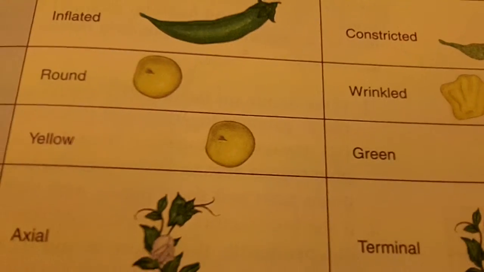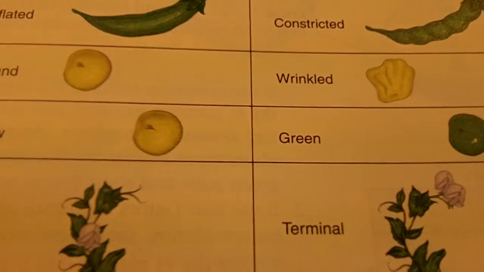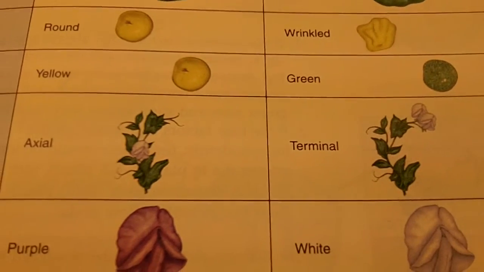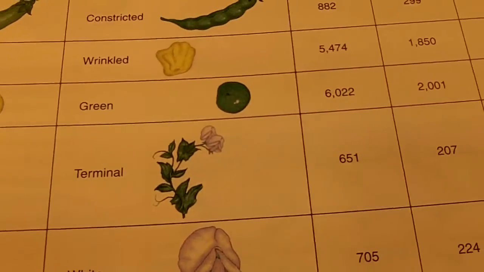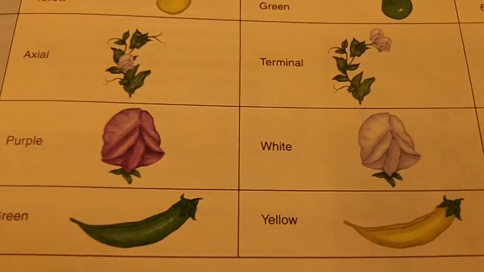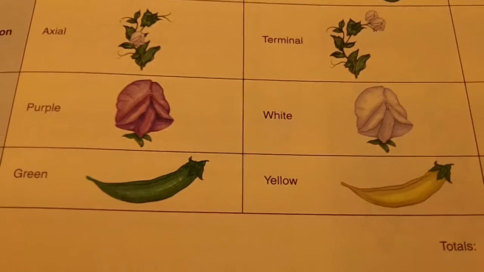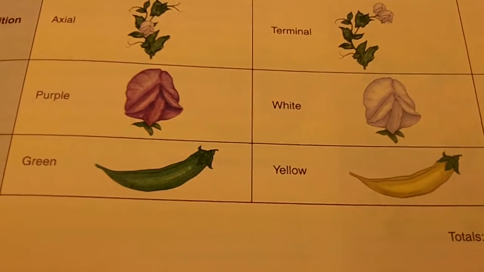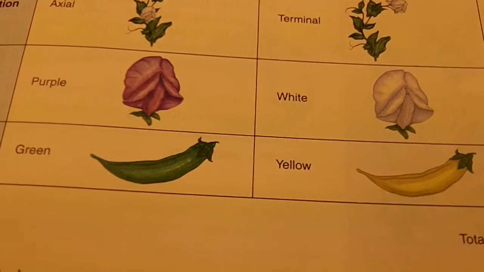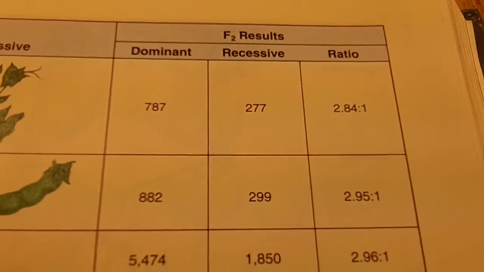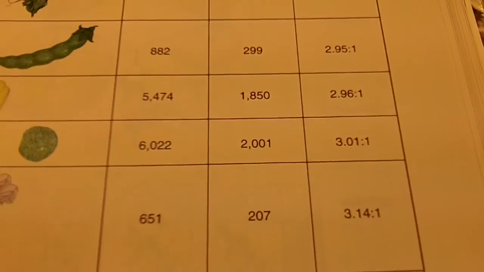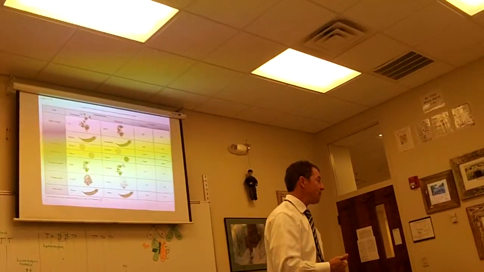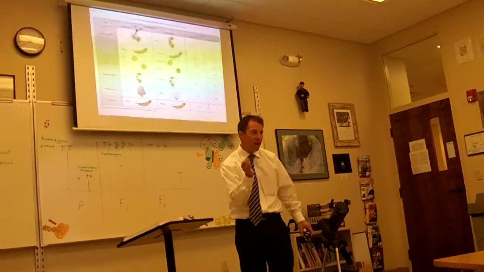He found that yellow were dominant over green, 6,000 to 2,000. He found that axial flowers were dominant over terminal flowers, 651 to 207. He found that purple were dominant over white, 705 to 224, purple flowers. And he found green pods were dominant over yellow pods. All of them in about a 3-to-1 ratio. It's not going to end up exactly 3-to-1 because there's randomness in it. Like tossing coins. If I toss a coin 4 times, I'm not going to always end up with 2 heads and 2 tails. Sometimes I might get lucky and get 4 straight heads. But over thousands of flips, it'll kind of end up close.